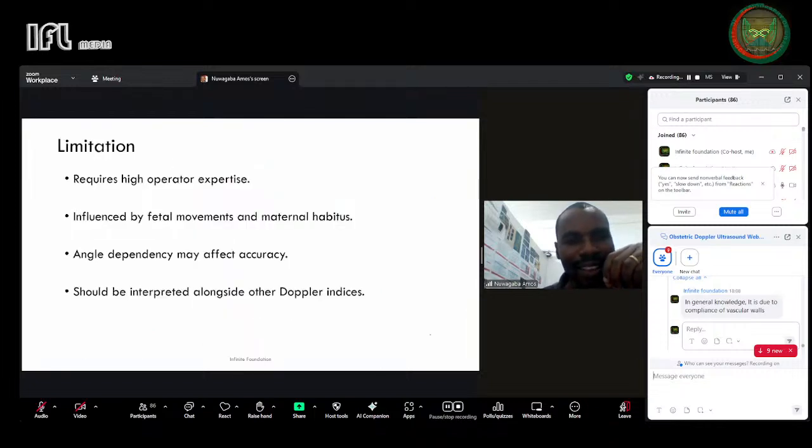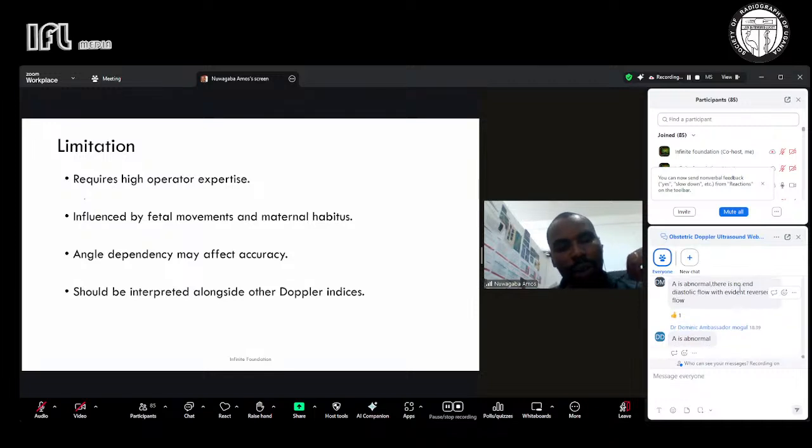So there are some limitations to performance of the ductus venosus, and one is that it requires high operator expertise. But of course, as we say, if you keep practicing, the learning curve gets better. And remember that no person gets it right at the first go, and you need to keep practicing and practicing for you to be able to perfect it.